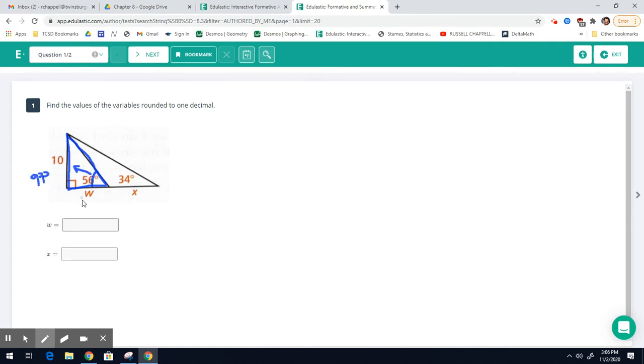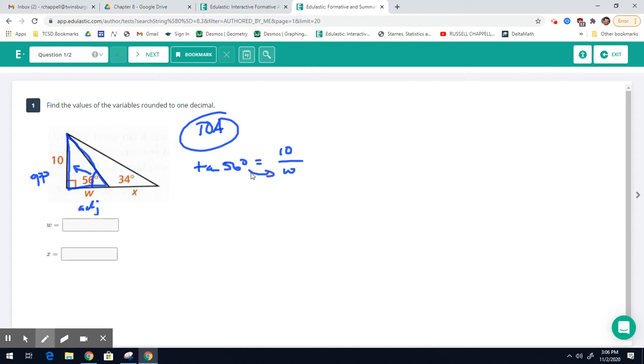We don't know the hypotenuse, but we want to find W, which is the adjacent side. So opposite and adjacent, that's going to be your TOA, right? So SOHCAHTOA, that's your TOA. This is a tangent problem. So tangent of your angle, 56 degrees, is equal to the opposite side, 10, over the adjacent side, W.